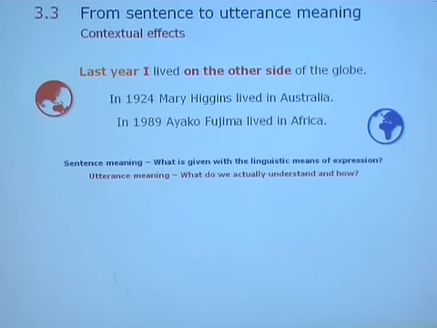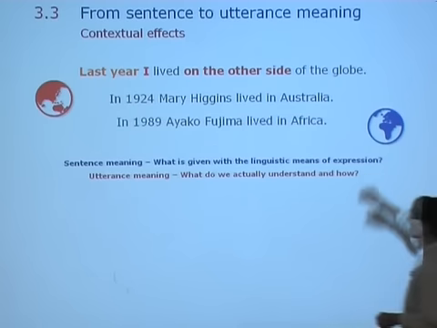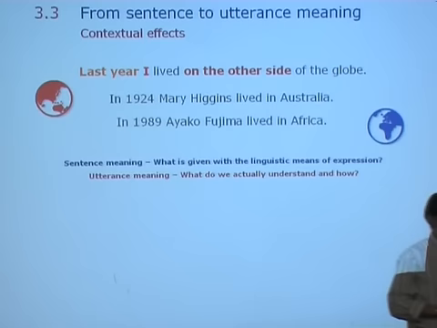When? 1924. Where? Australia. All this propositional information is given with this sentence, with the words and the syntactic structures that are used in it. The same in the last one here: In 1989, Ayako Fujima lived in Africa. Who? Okay. When? Okay. Where? Again, okay. It's given with the sentence.